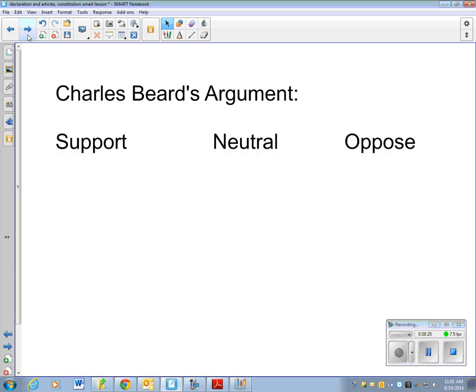You'll also be able to read about these in your book. And when we come to class Thursday, we're going to talk here about Mr. Beard's arguments and what our thoughts are on this.